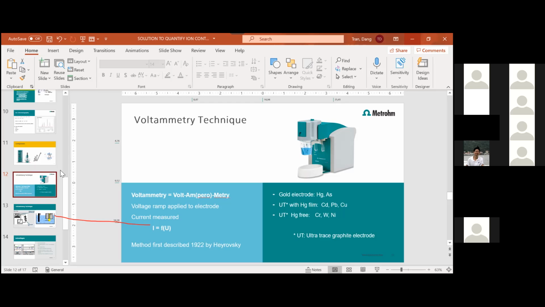So I think this price is very high, but it comes with very high quality. When I worked at the university in Switzerland, I still used this equipment from Metrohm, and until now it's still working well, after 15 years. It's still working very well.